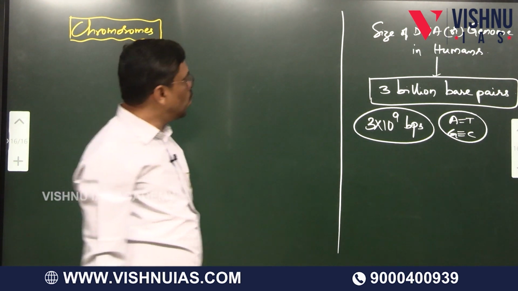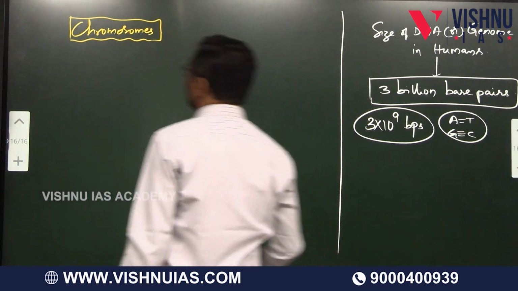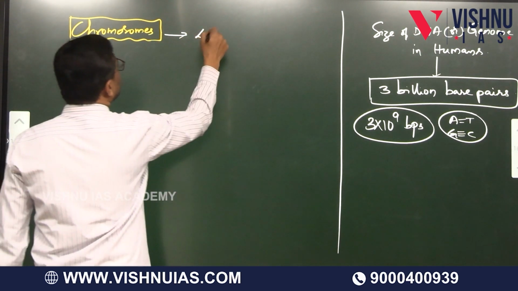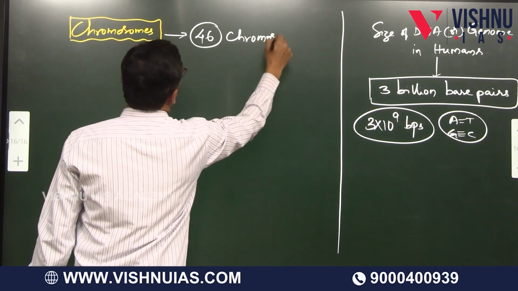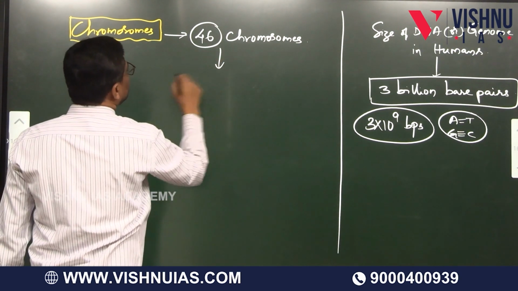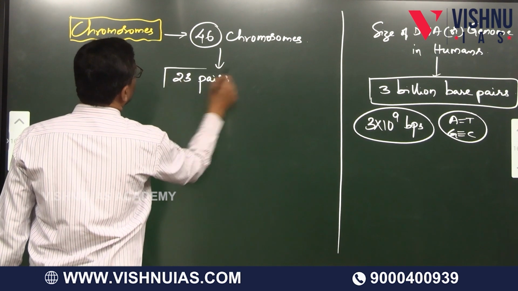Now, if we consider the chromosomes in humans, there are 46 chromosomes. There are 46 chromosomes in humans. They exist as 23 pairs.